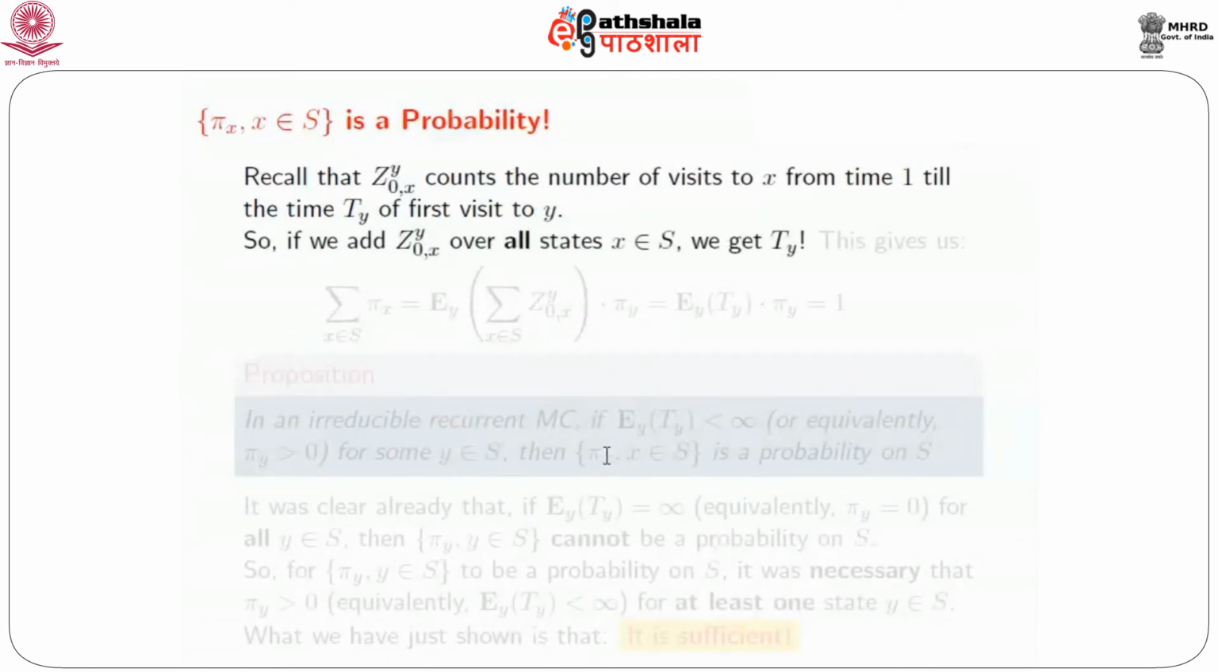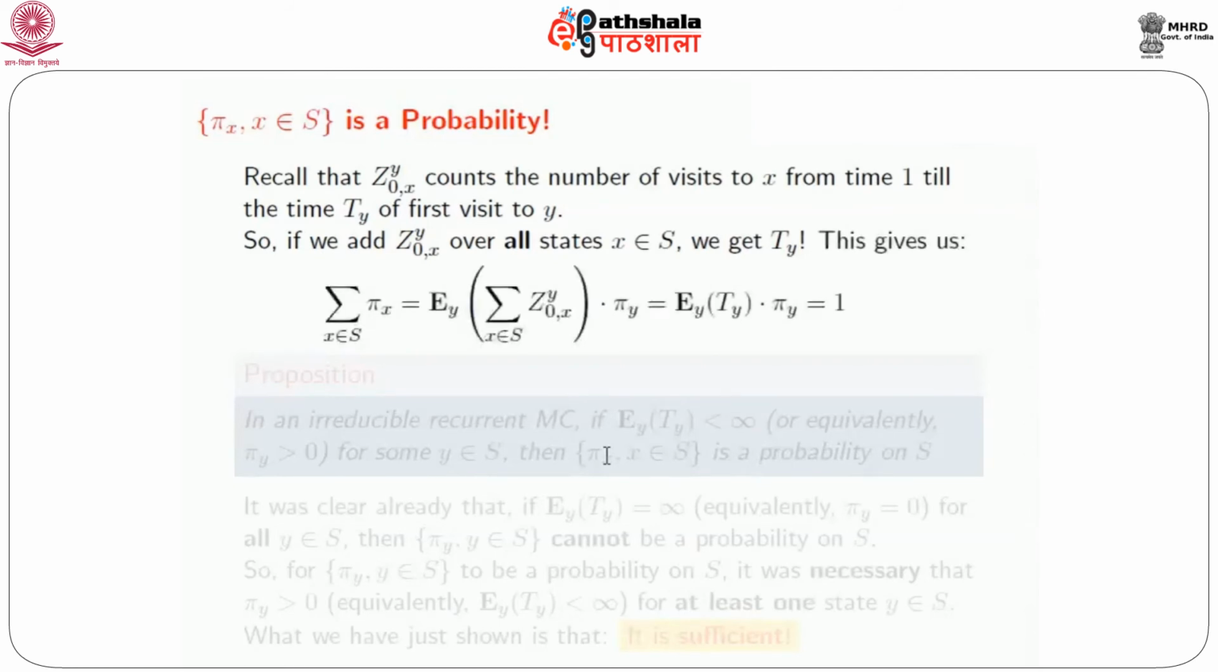So if I add all these Z0Xs over all states X in S, what do we get? We get TY. Between time 0 and TY, you count how many times the chain visits X, and then add these counts over all possible states X, you end up counting the entire time. So this is exactly TY.